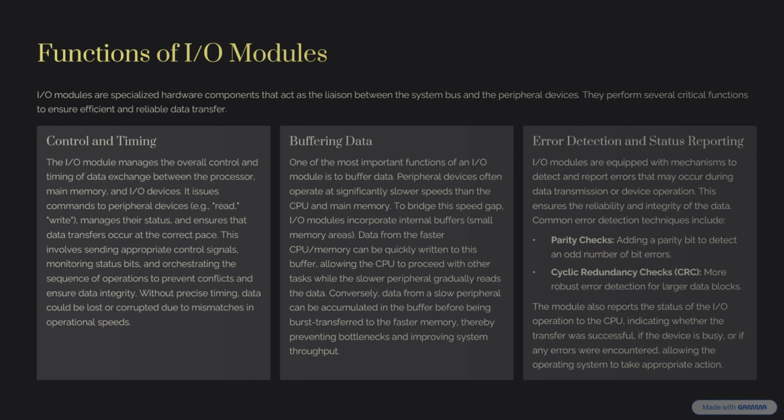The input-output module manages the overall control and timing of data exchange between the processor, main memory, and the input-output devices. It issues commands to the peripheral devices. Examples: read and write. It manages the status and ensures that data transfer occurs at the correct pace.